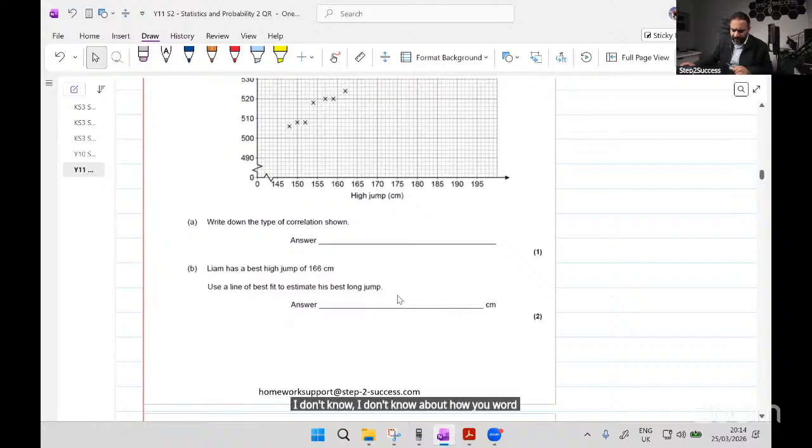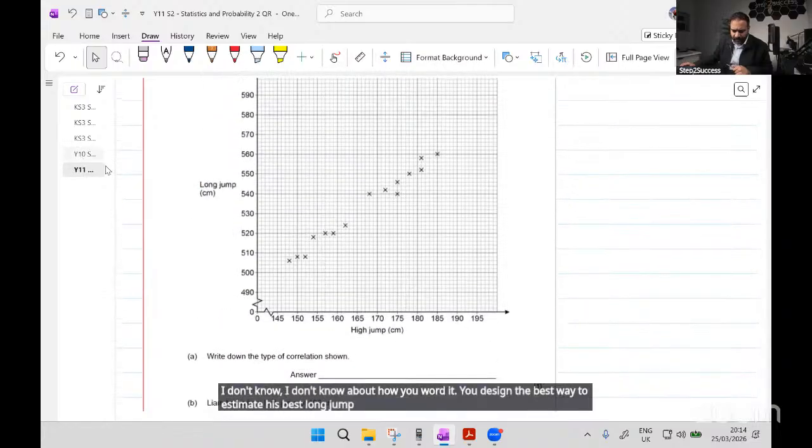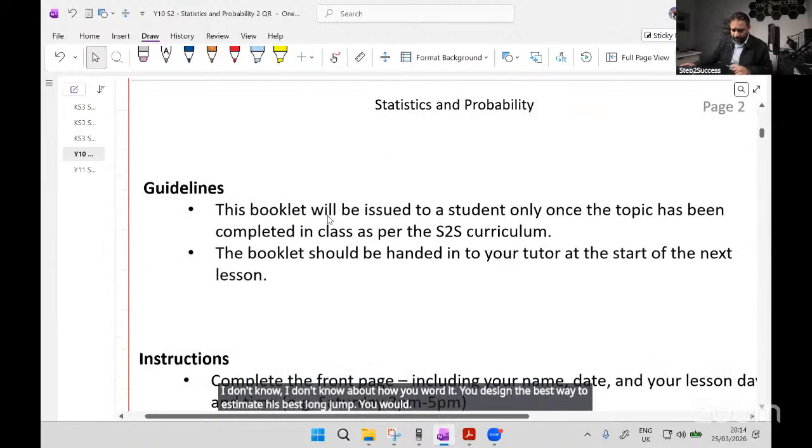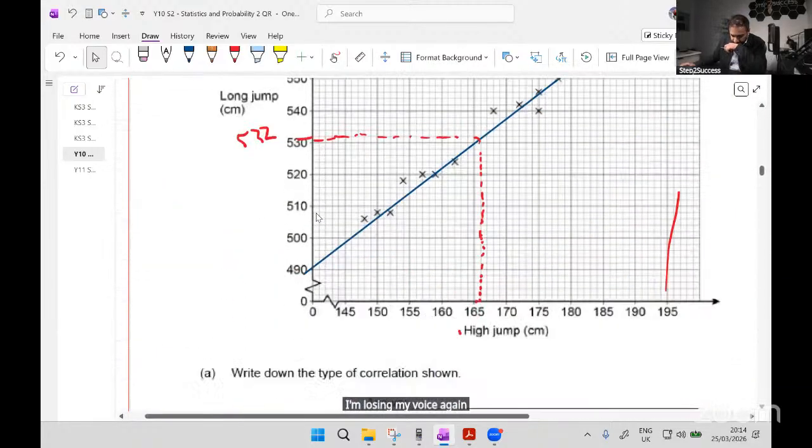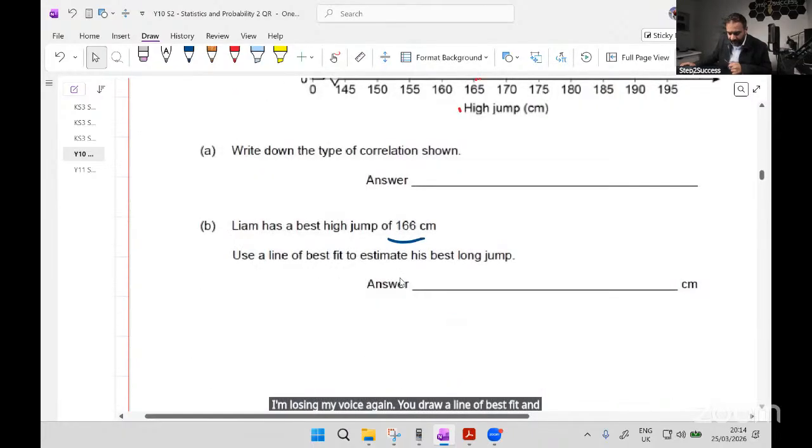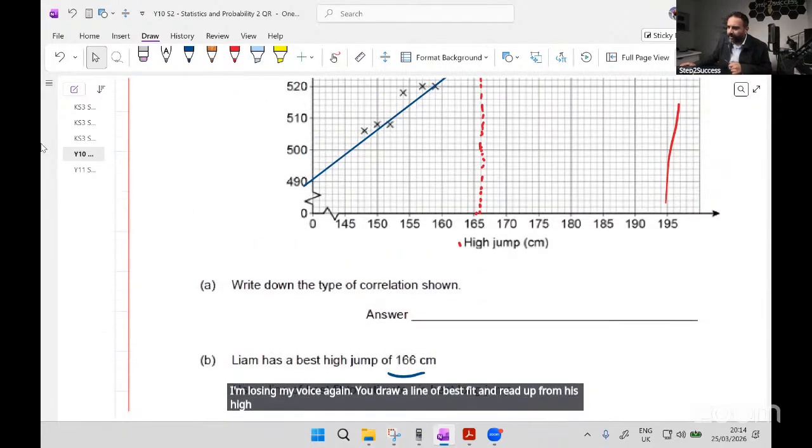Use a line of best fit to estimate his best long jump. You would, I'm losing my voice again. You draw a line of best fit, then read up from his high jump until you hit the line and read across to your long jump.